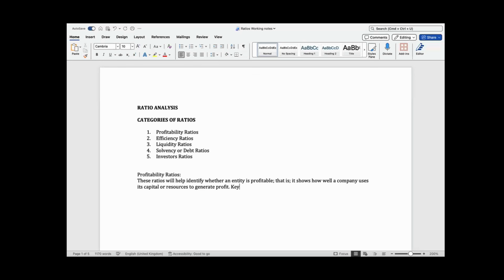And the key profitability ratios for your exams are: there is the return on capital employed. That's the first profitability ratio. Return on capital employed. Oh, someone said you can't see my board.